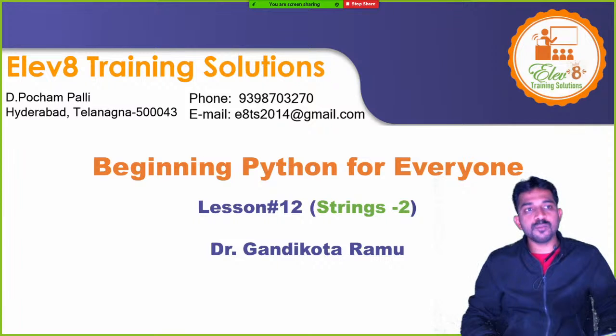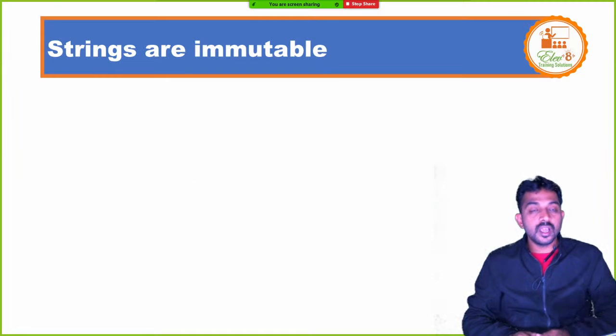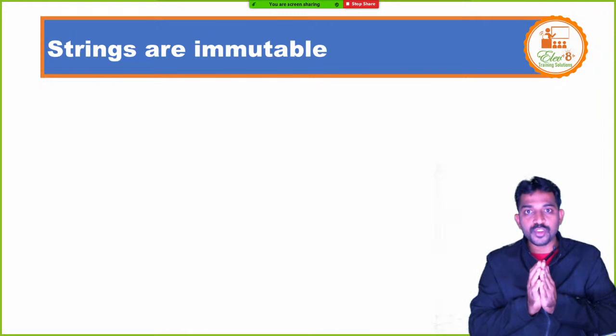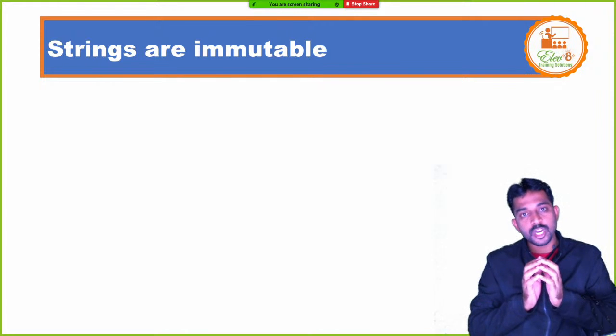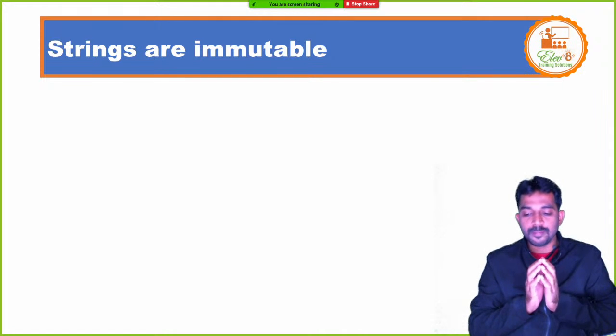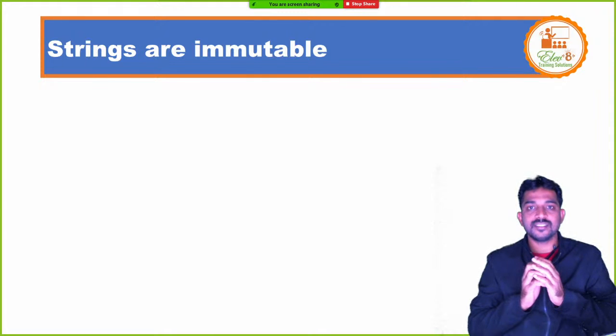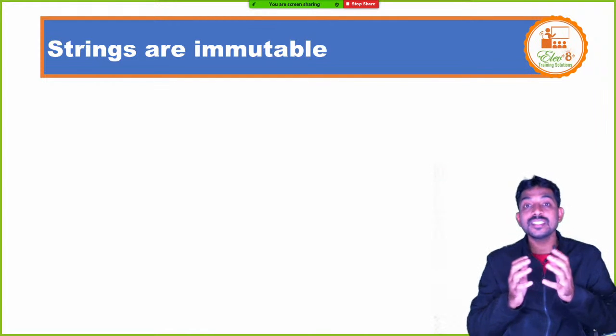Now we'll start the second part of strings. See, strings are immutable. What is the meaning of immutable? Please note, this is a very important point. Immutable means we cannot change. We only have read-only access. We don't have any permission to change the string. Okay, is this clear? Strings are immutable. We cannot change the string data.